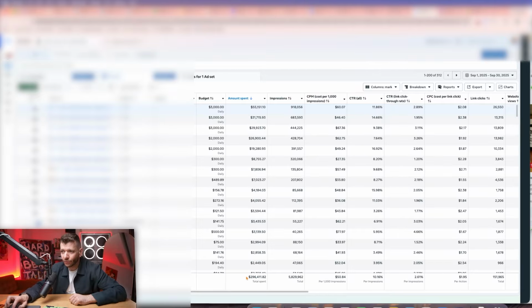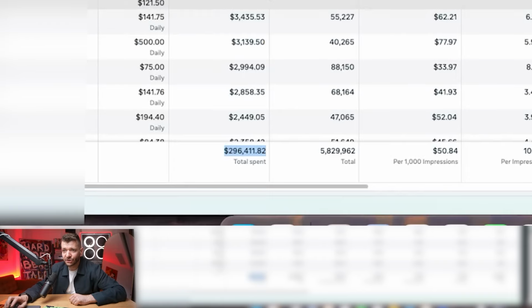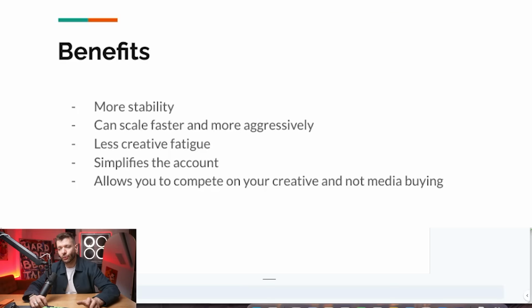So we spent $296,000 just on broad targeting campaigns. So what are the benefits of this setup? It's more stability. You can scale faster and more aggressively. You have less creative fatigue because Facebook simply has enough room to expand and show your ads to the right people. It simplifies the account, makes it a lot easier to manage, and also it allows you to compete on your creative and not media buying, because based on media buying, you cannot win anymore.